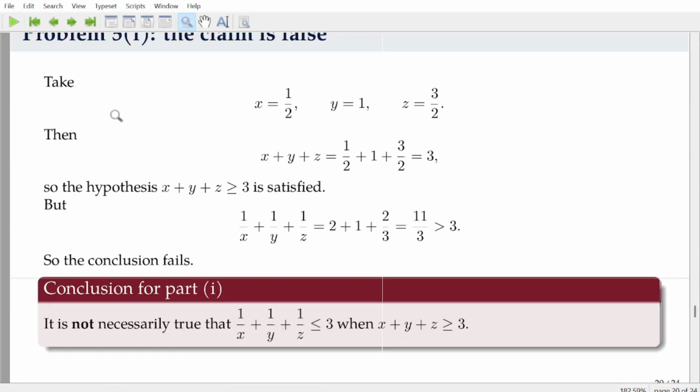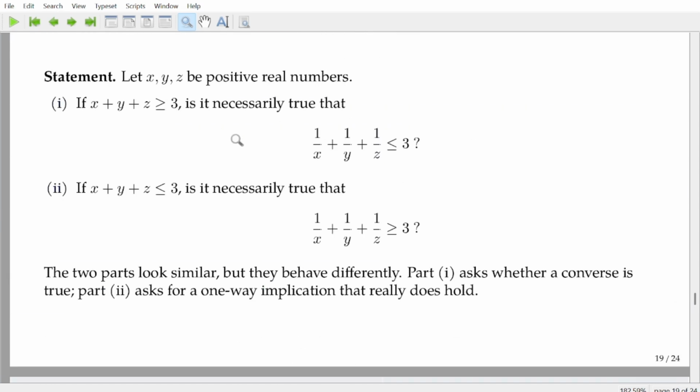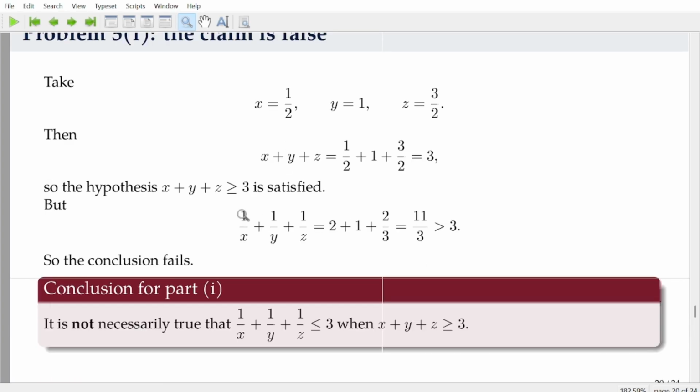So the counterexample which I've come up with here is taking x to be 1/2, that's a positive real number, y to be 1, and z to be 3 over 2. Then we know that x plus y plus z is 1/2 plus 1 plus 3 over 2, which is exactly 3, so that is greater than or equal to 3, namely it's equal to 3. Right, so we have our hypothesis being satisfied. However, when we do 1 over x plus 1 over y plus 1 over z, you get 2 plus 1 plus 2 over 3, which gives you 11 over 3, which is clearly greater than 3 because 11 is greater than 9.